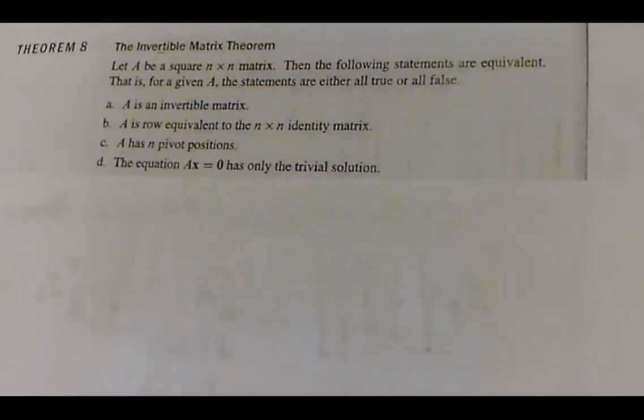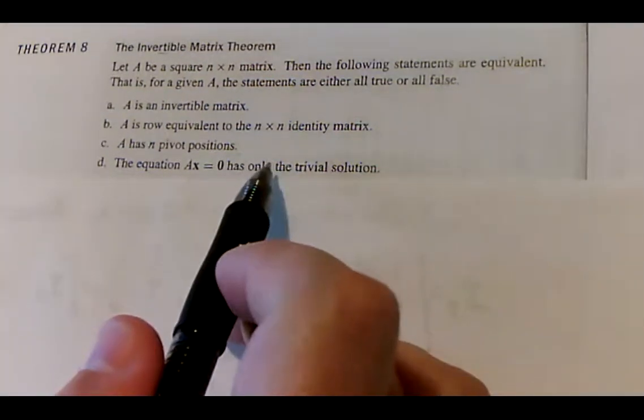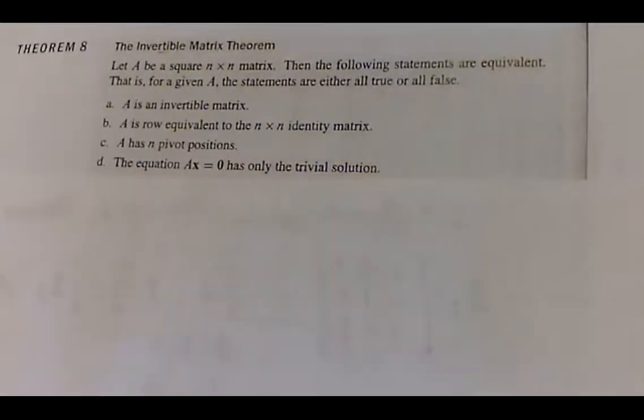Now, just so you're aware, when you start looking at some true-false questions, things that the book or possibly me on a quiz or a test might use to try to trip you up, or on the checks for understanding, only is a key word here. If I just say the equation has the trivial solution, every equation has the trivial solution. Every matrix equation, I should say, has the trivial solution.